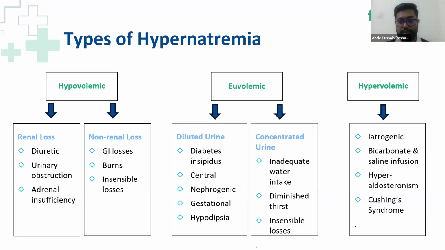disturbance and hypodipsia. Concentrated urine, where an inadequate water intake is there, a diminished thirst, maybe due to some drugs that could occur, or there could be some central changes that lead to this. And insensible losses again can lead to produce a concentrated urine. Whereas in hypervolemic hypernatremia, this could be either due to iatrogenic reasons, a lot of drugs or medications that contain high sodium content, like the sodium bicarbonate, saline infusion, then hyperaldosteronism and Cushing syndrome also associated with this.